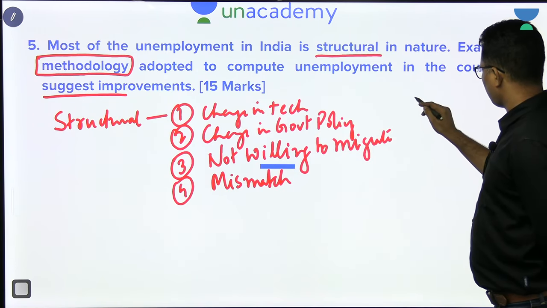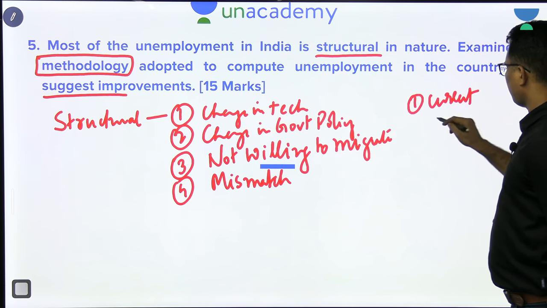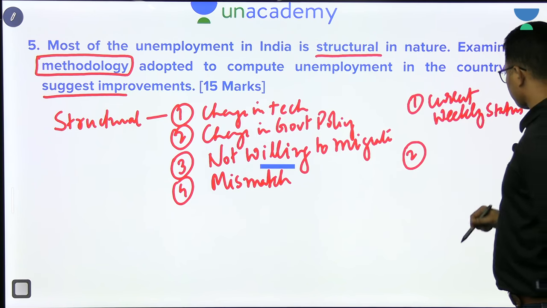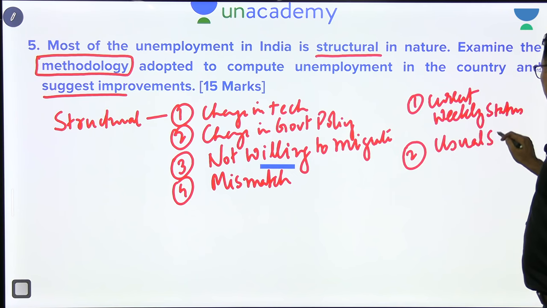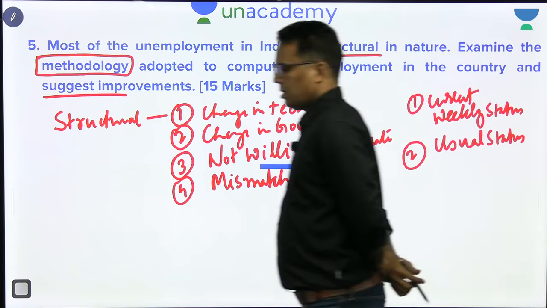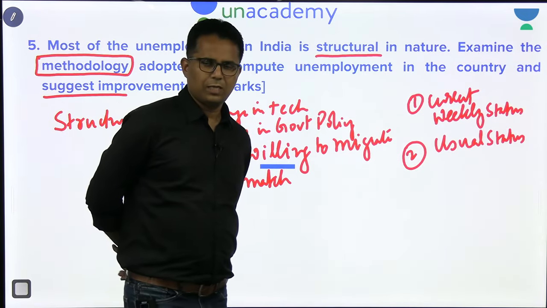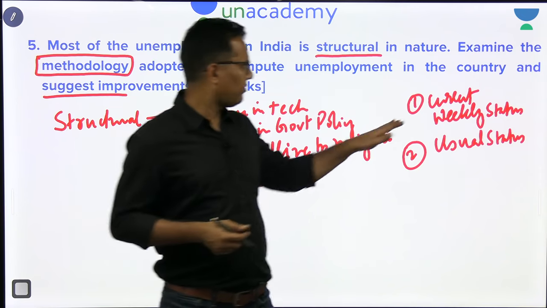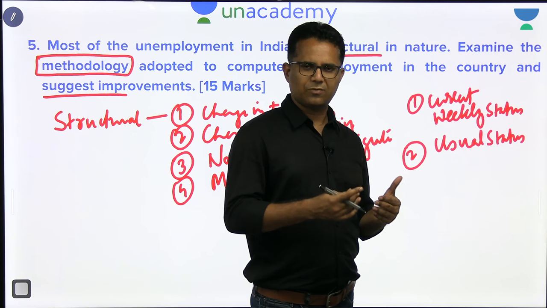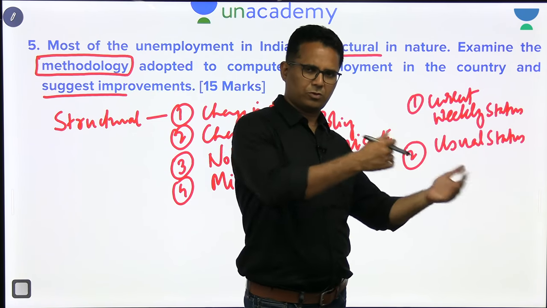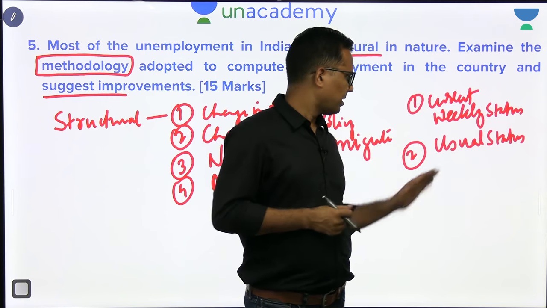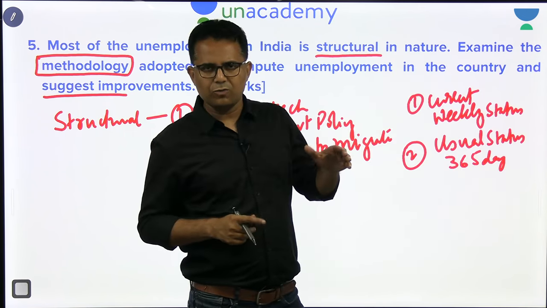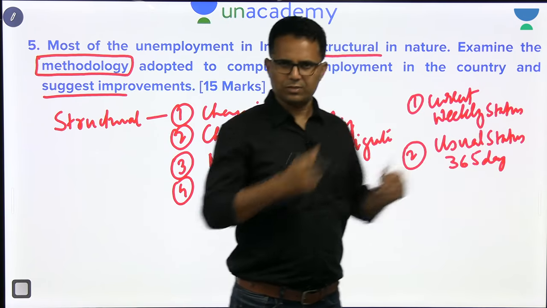One is current weekly status, and the other is usual status. Under current weekly status, a person is considered unemployed if he is not able to find a job. If suppose PLFS is doing a survey, in current weekly status it does the survey for the last week. So if the survey is being done today, it asks the questions about the last week, the last seven days. Here we consider a person as unemployed who has not been able to find a job for at least 1 hour in the previous week.